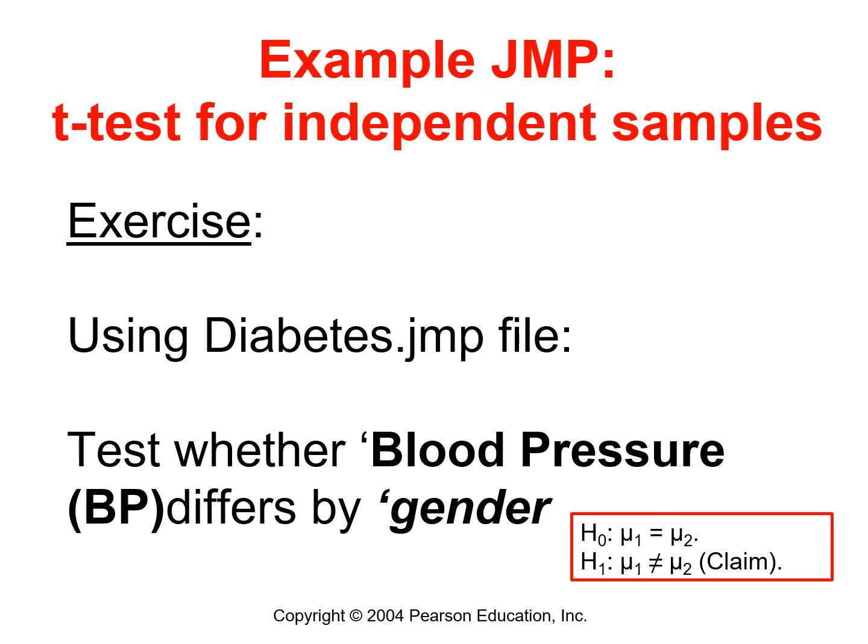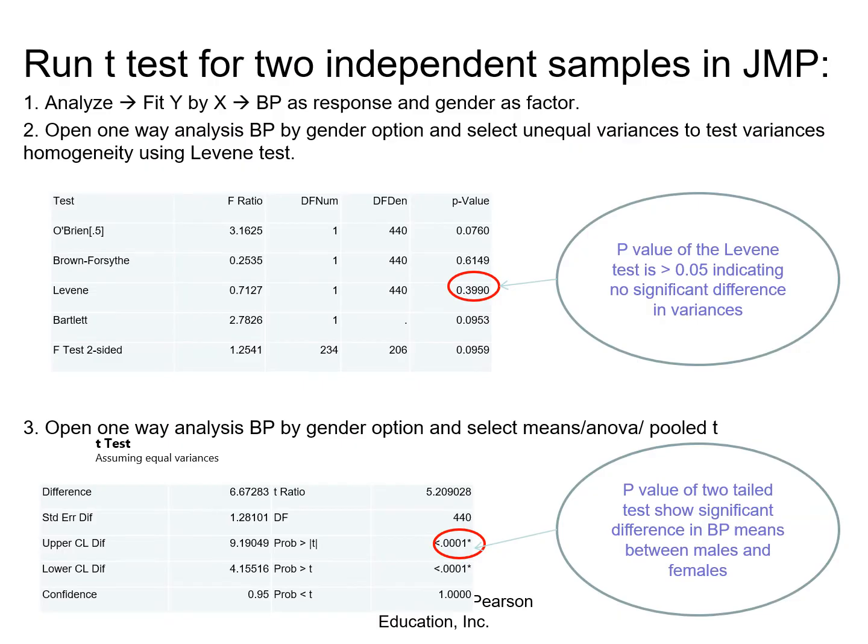Here is an example in JMP statistical software using independent samples. The file is called diabetes, and we are going to test whether blood pressure differs by gender. That means a male sample and a female sample. We have a set of blood pressure data for male and for female, and we are going to examine if there is a significant difference. H naught: mu1 equals mu2, constant. H1 depends on the claim, and it claims there is a difference in blood pressure, so mu1 doesn't equal mu2.